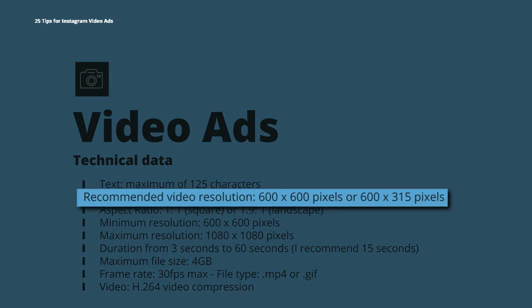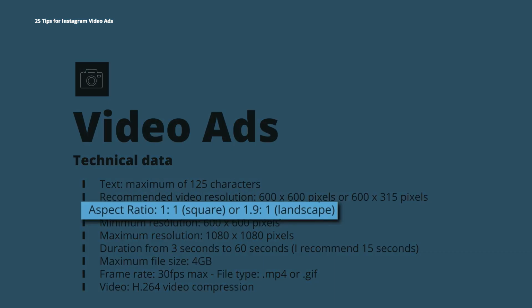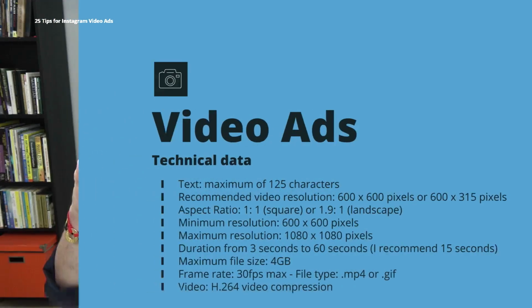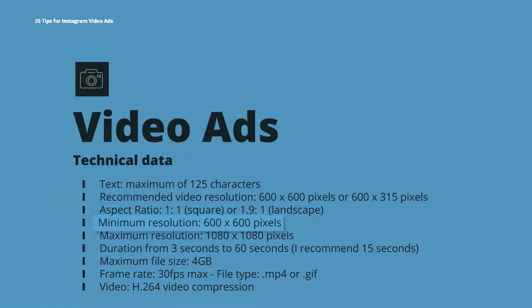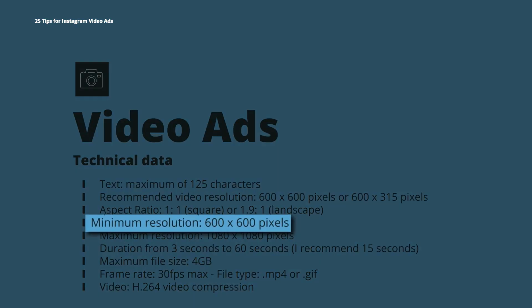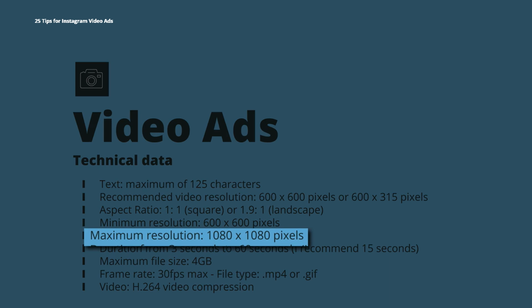The recommended resolution of the video is 600 by 600 pixels. We have a square video here, or 600 by 315 pixels. Also, the aspect ratio, as you know, square is the recommended format, will be 1 by 1. Minimum resolution 600 by 600 pixels. Maximum resolution 1080 by 1080. Again, we are talking about square videos here.